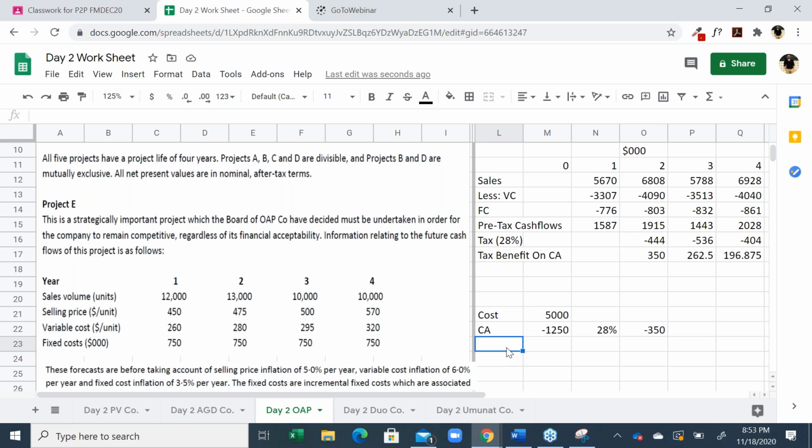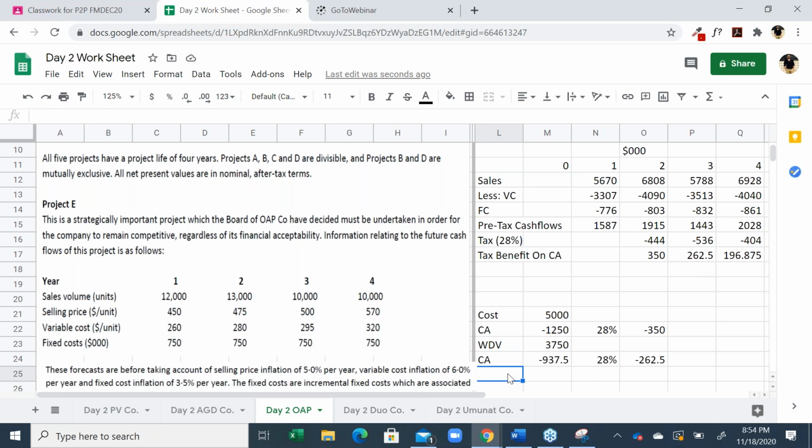Okay, at the end of the first year, the WDV will be the value of the asset minus depreciation, 3750. For the second year, the capital allowance will be 25% of the WDV, because it's a reducing balance method. It's going to be 937.5. The tax rate will be the same, and the tax benefit will be 28% of this. I think I have made a mistake, but it's okay. Sorry. Yes, it's okay. So see, it's 262, and I've written 262 here as well. Now that's the second year.